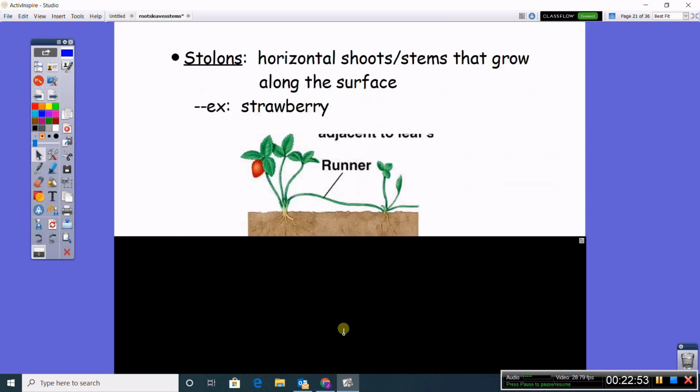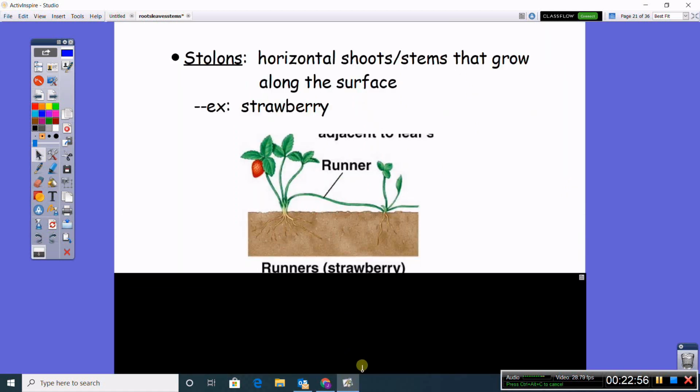Next are stolons. Stolons are kind of neat. We are probably a little far from getting into strawberry season, but maybe people are planting those now. Stolons are horizontal shoots or stems that grow along the surface of the ground. The rhizome that we talked about before grows underground; that's an underground horizontal stem. This is an above ground horizontal stem. This is very common with strawberry plants. They send out a little runner, and then they drop roots. And then they send out another runner, and then they drop roots.